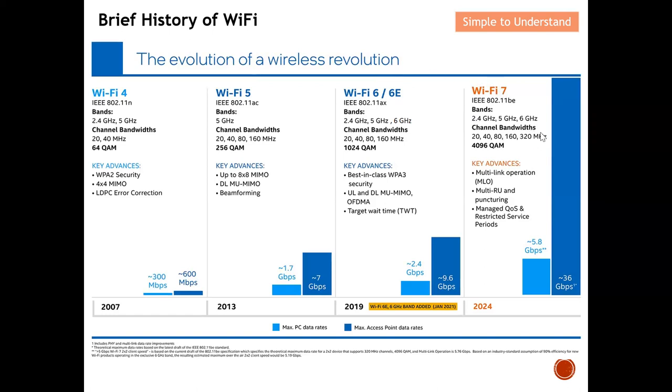So therefore, you can see that the channel bandwidth also increased to a maximum of 320 megahertz. Last but not least, for Wi-Fi 7, another key improvement is 4096 QAM. So basically, over here you have some idea of the brief history of Wi-Fi, and why they need to move from one era to another.